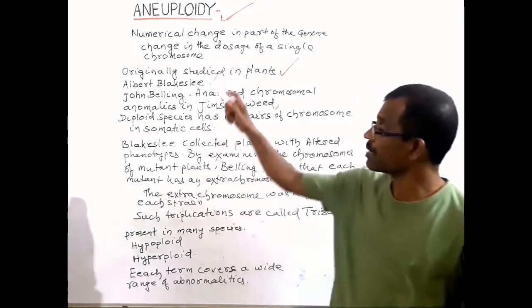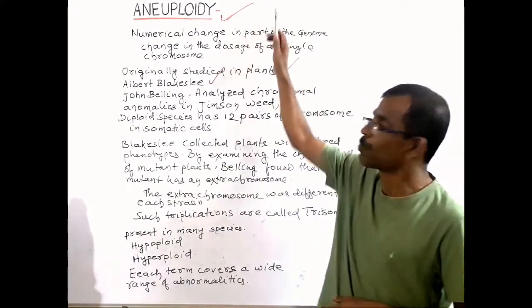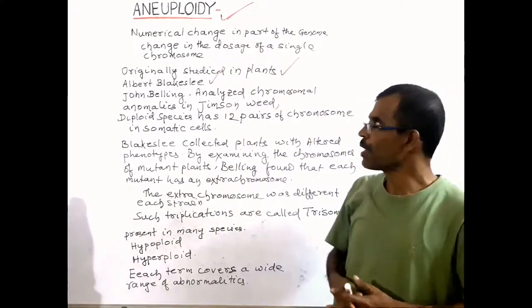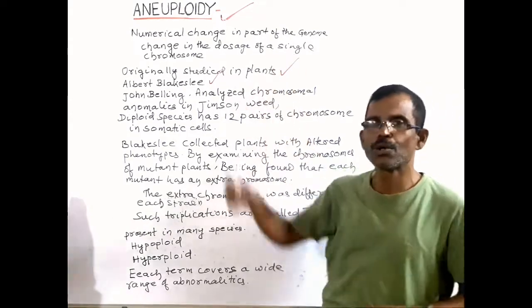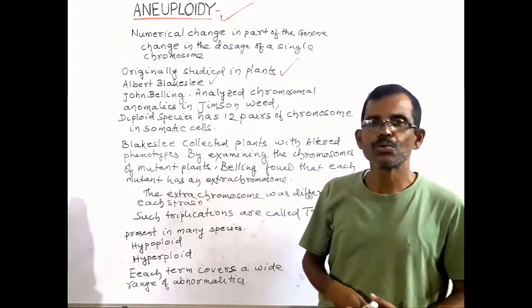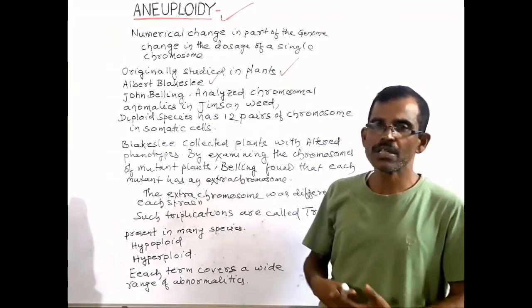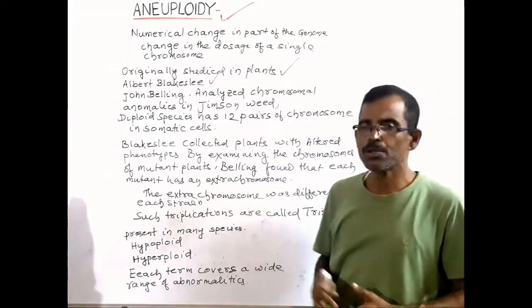Friends, today we shall discuss aneuploidy. Aneuploidy describes a numerical change in part of the genome. It is usually a change in the dosage of a single chromosome.